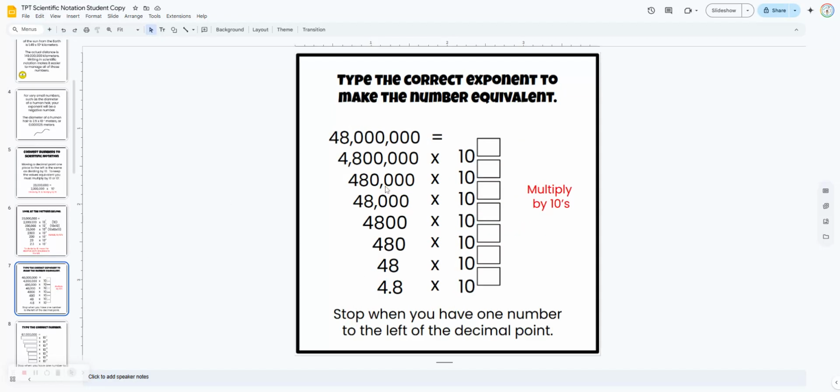Each time they divide by 10 here, they're going to multiply by a power of 10. So each time it's going to be one more power of 10, and they're just going to write in the exponents all the way down here. When they finally get down to a number with one digit to the left of the decimal point, they will have scientific notation, 4.8 times 10 to the 7th.